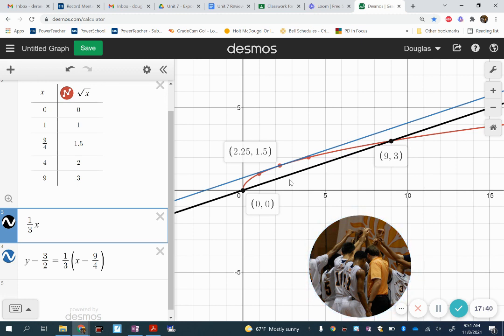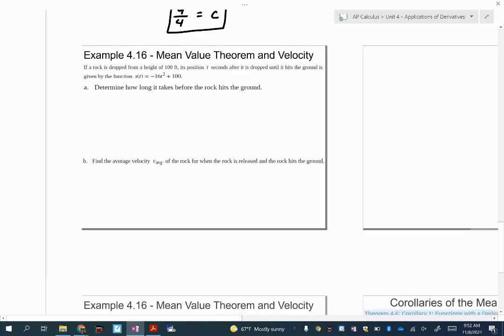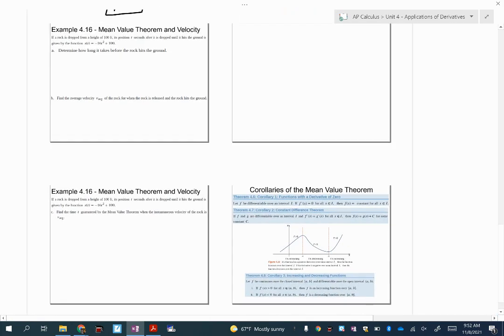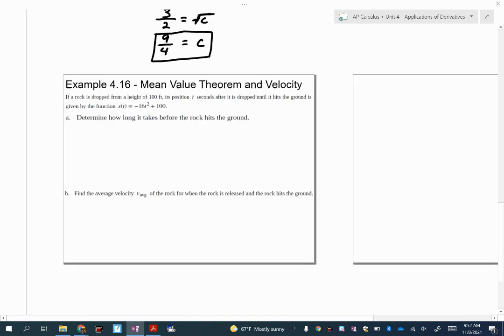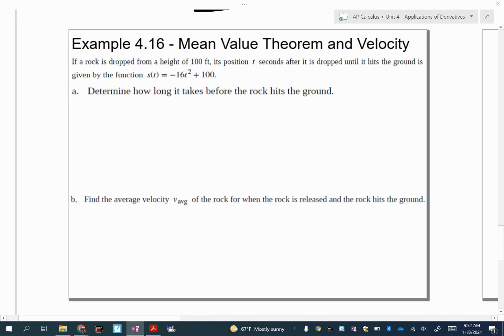Okay, one more problem, one more application of this that we're going to do that has to do with velocity. So you'll notice I got a couple of slides here for this one. I got one to the right and then part C down here. So we have a rock that is dropped from a height of 100 feet. Its position t seconds after it is dropped until it hits the ground is given by this position function.